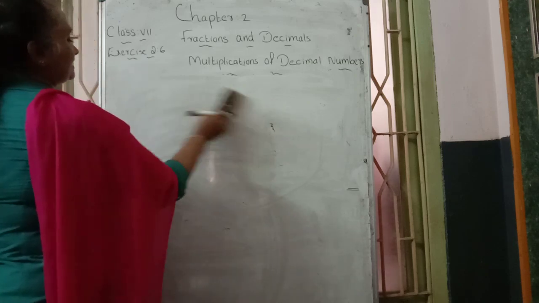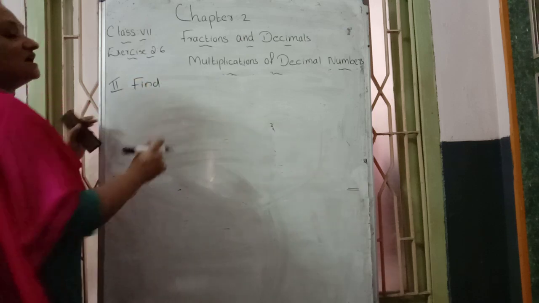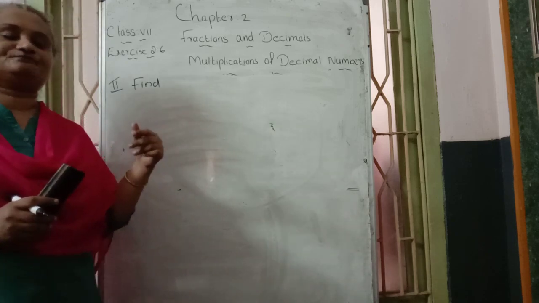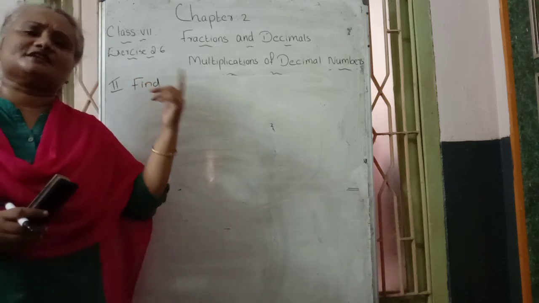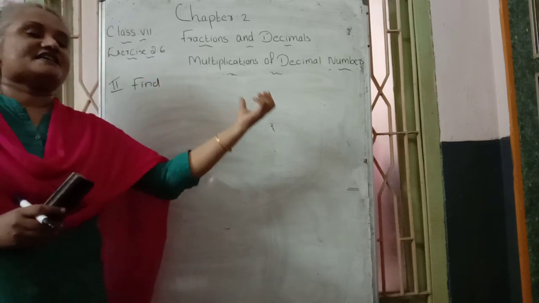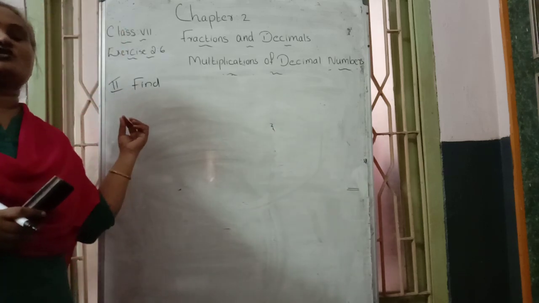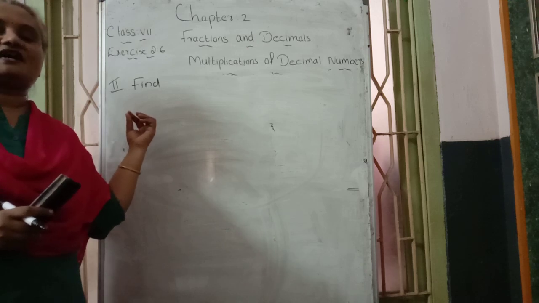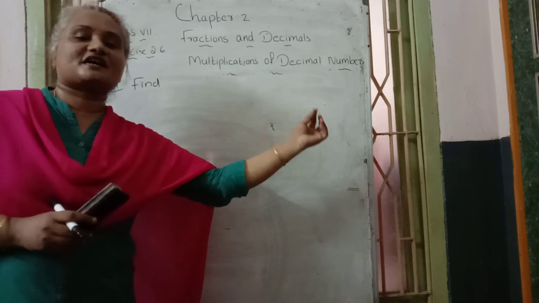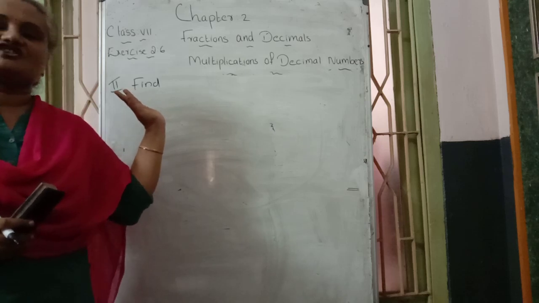Next, the second Roman is also a finding type question, but here we multiply the given number with 10 or 100 or 1000. Keep in mind, multiply with 10 means first write the same number, and 10 contains how many zeros? One zero. Then look at the question's decimal part. After the decimal part, how many digits are there? In the answer place, from right to left, count that many places and put a decimal point. That is the procedure.